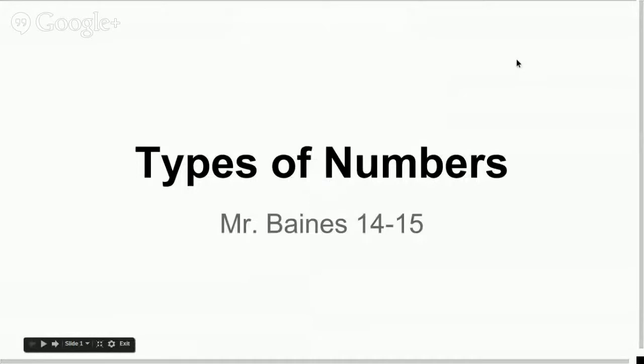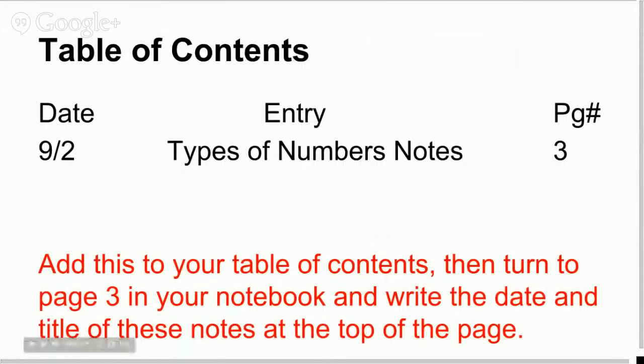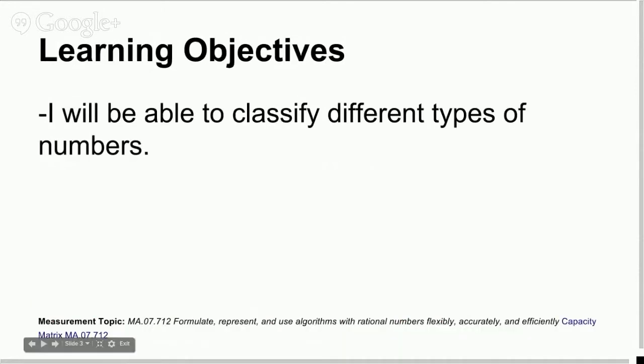Types of numbers. First thing you need to do is add these notes to your table of contents. So just underneath your table of contents entry, this is going to be our first entry called types of numbers notes. Going to go on page 3, and today's date is probably September 2nd, depending on when you're watching it.